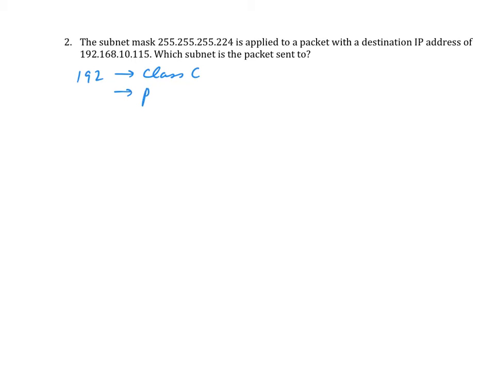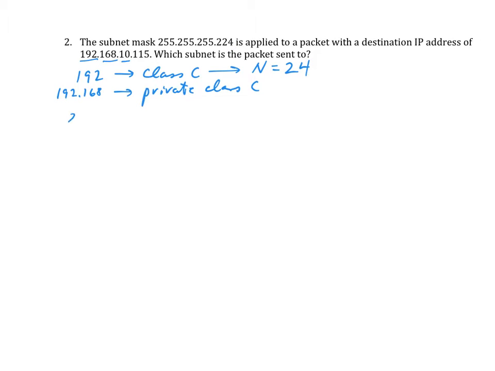It happens to be a private Class C because it's 192.168. And a Class C network has 24 network bits. In other words, the first 3 octets describe the network. That's before subnetting. Now we've subnetted it, and you can see that the subnet mask is not 255.255.255.0, which would mean that n was 24, but instead it has a 224 here.